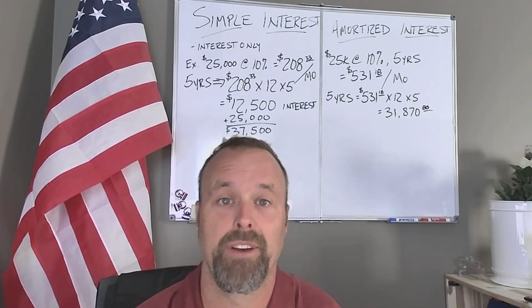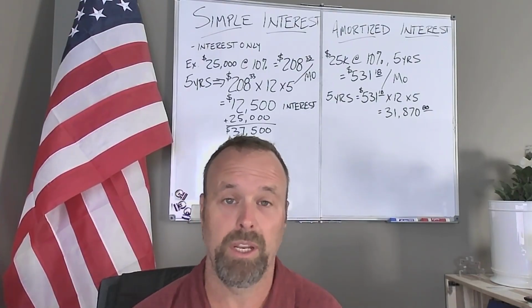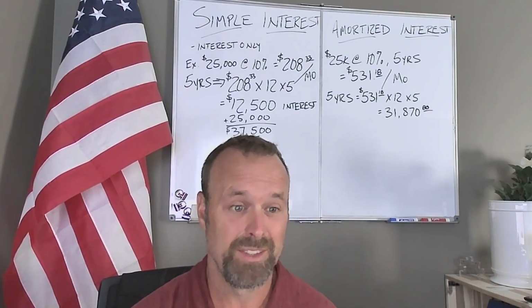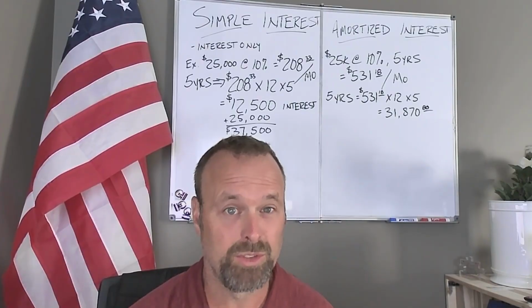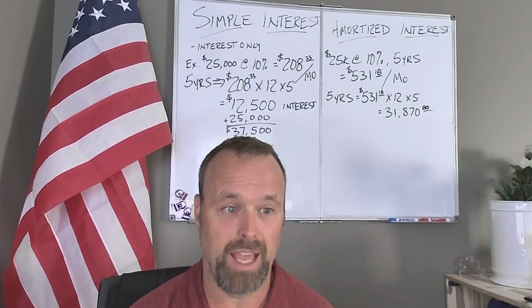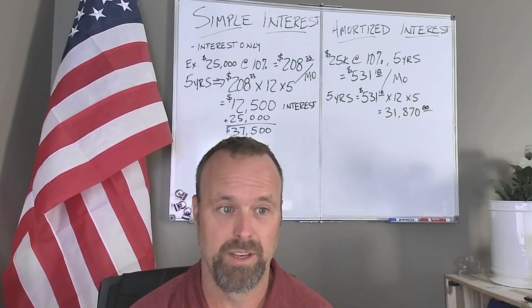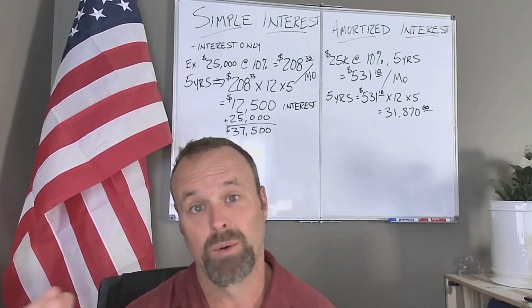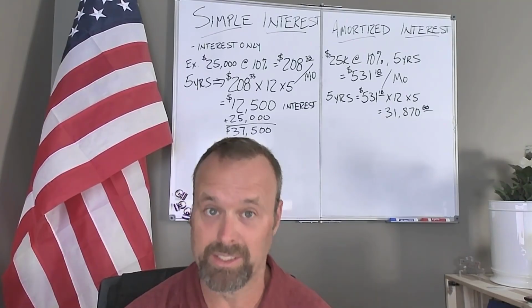My name's Kyle Knott, and I'm not your average finance guy. And today we're going to talk a little bit about the different kinds of interest. Behind me, I've got two examples that are both $25,000 at 10% for 5 years. But one is simple interest, one is amortized interest, and there is a difference.